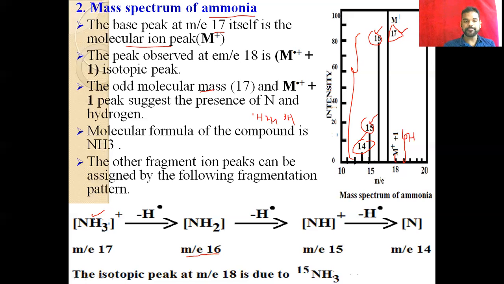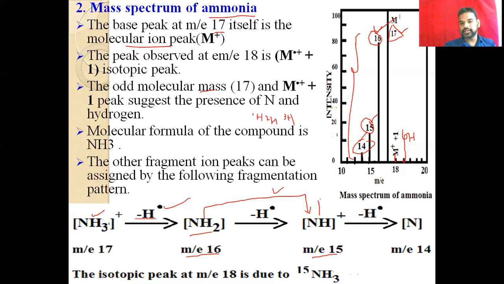Here the fragmentation is NH3, by the removal of one hydrogen, giving NH2, which has a molecular mass of 16. So we have a 16 fragmentation peak. This first one is okay, we have the proof in the mass spectrum. Second, we can remove another hydrogen from NH2, and it gives a molecular mass of 15. So we have a 15 fragmentation peak, or daughter peak. So this is possible.